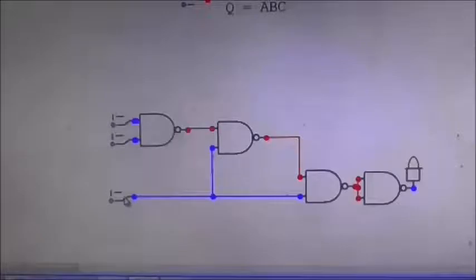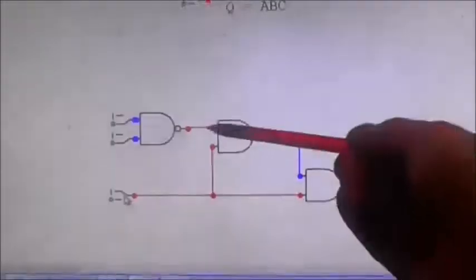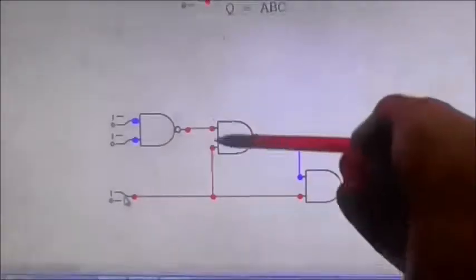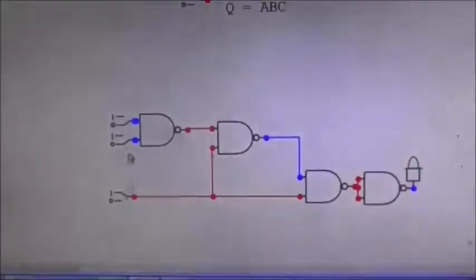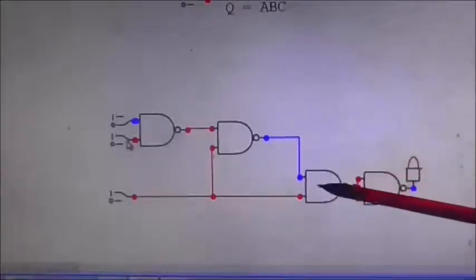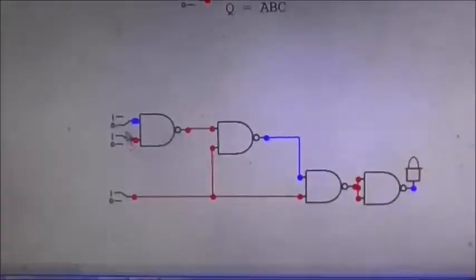If input C goes high, both outputs here will be high, both inputs here will be high, which makes the output here low. So, in all cases where the input is not fully equal to 1, the output to this gate will be low on one side or the other. There we are.